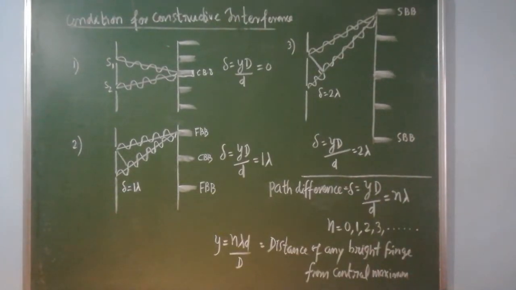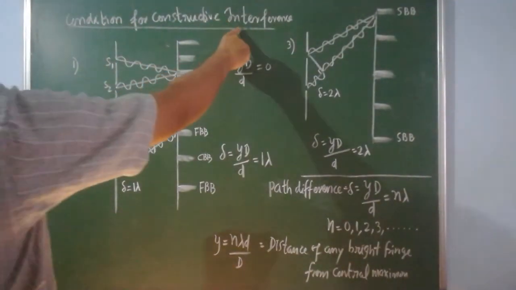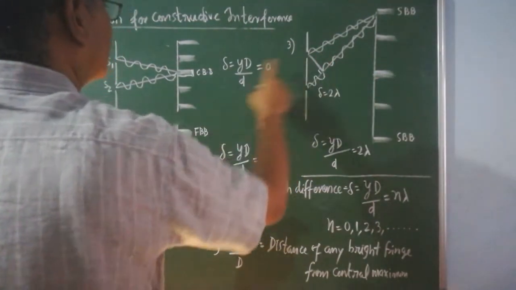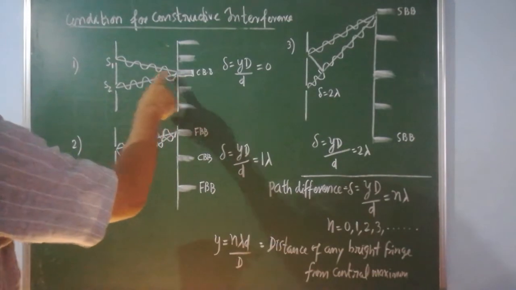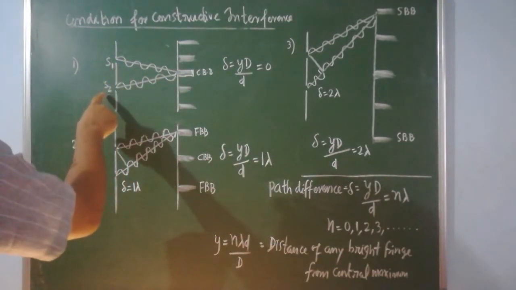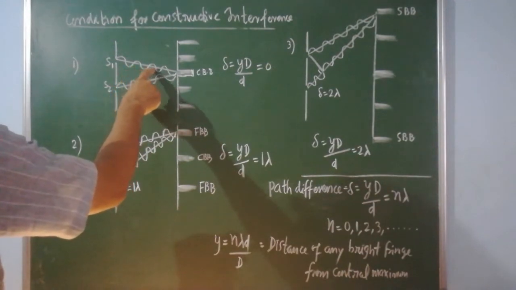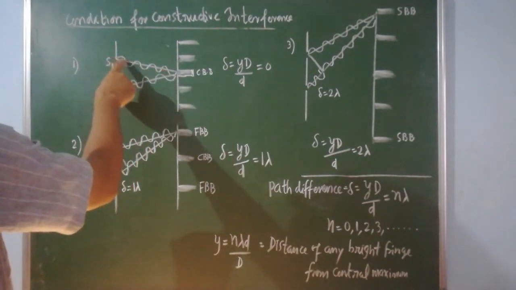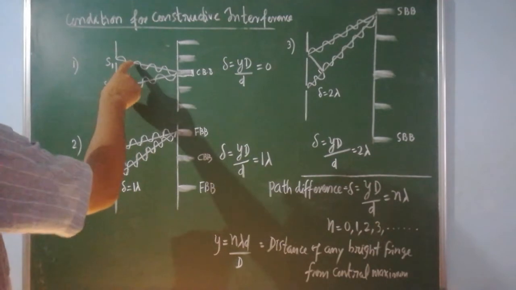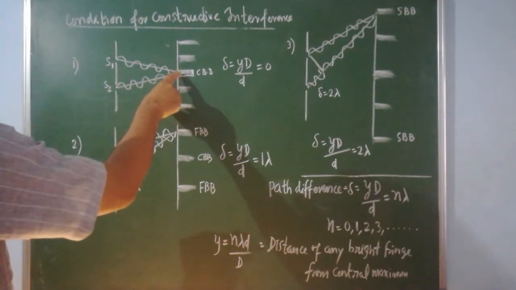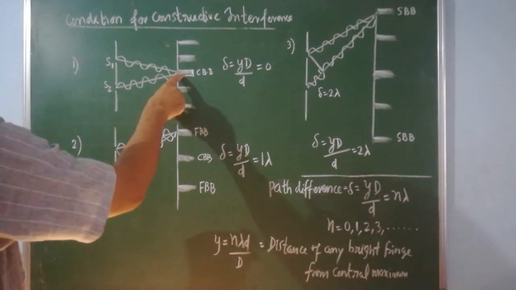Now we are going to learn the condition for constructive interference. First we will see what should be the condition for the central bright band. Look at that. The waves from S1 and S2 are traveling like this: 1 lambda, 2 lambda, 3 lambda, 4 lambda. As a sample wave I have drawn. Both have the same wavelength, 4 lambda, 4 lambda. Finally they are superposing with one another and the central bright band is created.